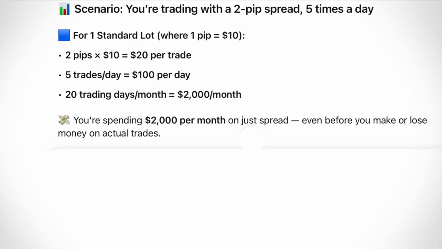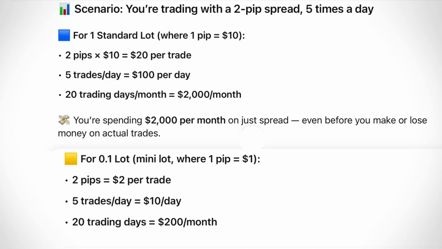Another thing you want to keep in mind is that your spread adds up over time. So now here's an example to help you understand how your spread is adding up over time. Let's say you trade 5 times a day with a 2 pip spread on each trade using a standard lot. Now 2 pip times $10, that's equal to $20 per trade. Note that we are using Euro USD for example. So 5 trades equals $100 per day. In a month, 20 trading days, that's $2,000 spent on spread alone.